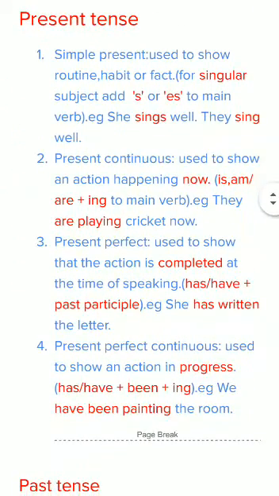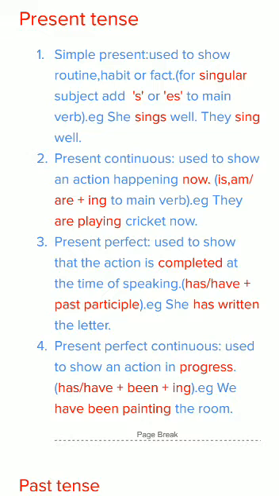Under the present tense, we have four kinds. The first one is the simple present. Simple present is used for daily routine, habit, or fact. In simple present, the verb shows what the subject has done, but it does not say whether the action is completed or not. The rule for simple present is add s or es to the main verb.